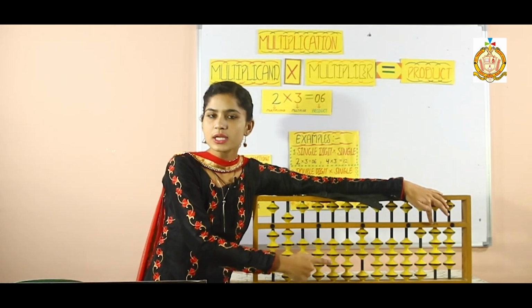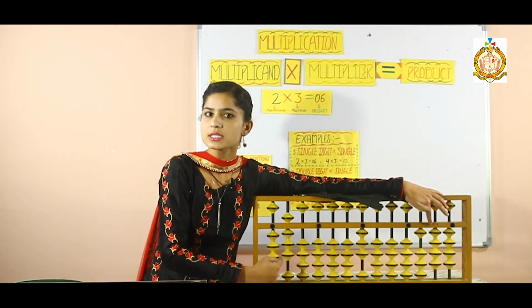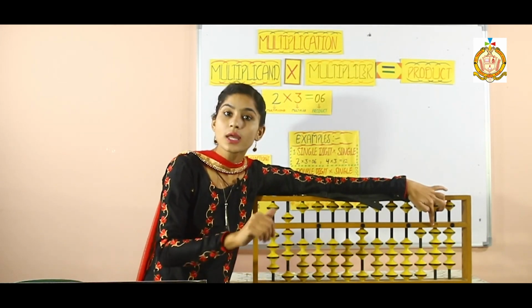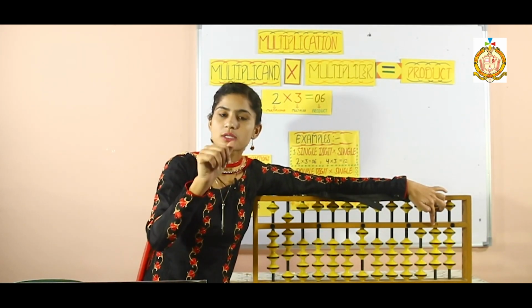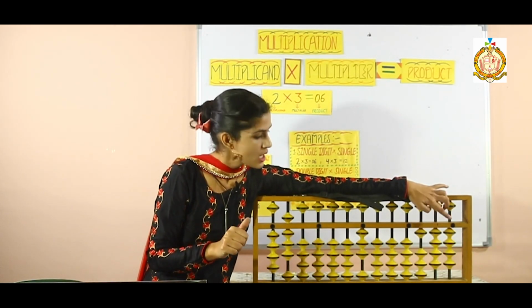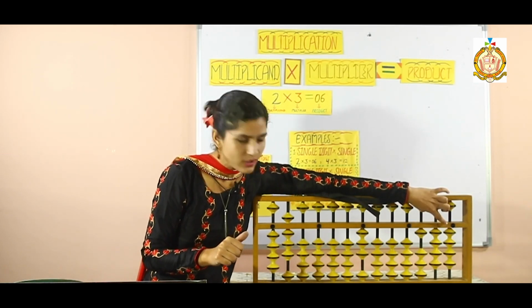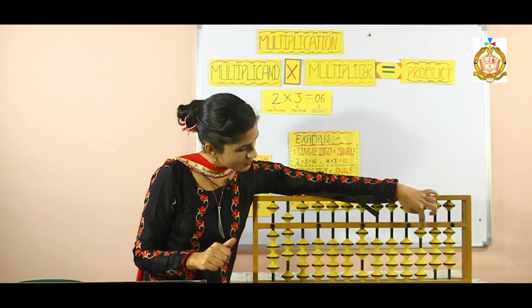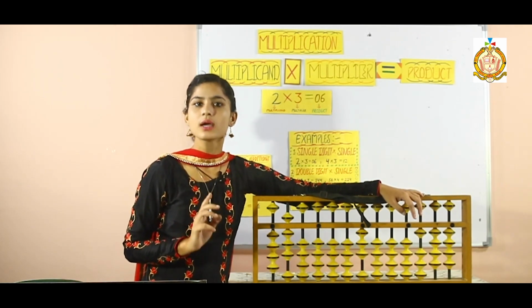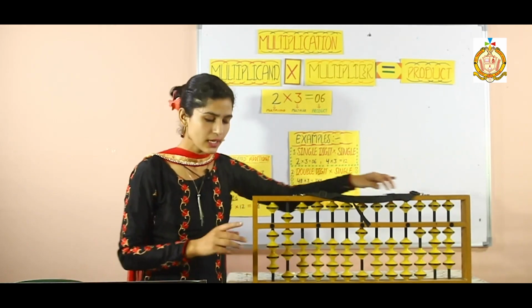Then 8 is left. The multiplier is 3. 3 into 8 is 24. From the second rod 2 is already added. Then in 24, 2 you have to add because 2 indicates the tens place here. So again 2 is added, and then in the ones place 4 is added. Now count the beads. 1, 2, 3, 4, 1, 2, 3, 4. 144 is the answer of this sum. Let's do the next sum.